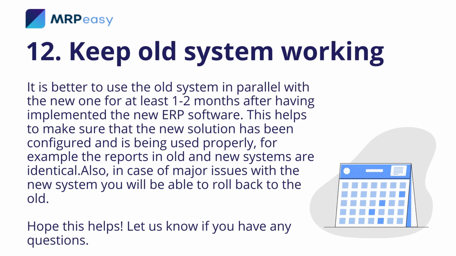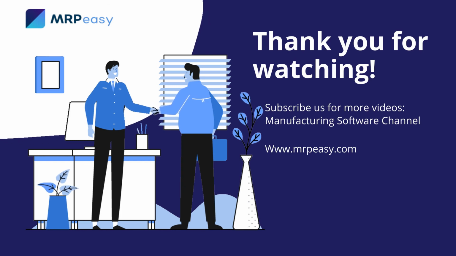12. Keep old system working. It is better to use the old system in parallel with the new one for at least 1 to 2 months after having implemented the new ERP software. This helps to make sure that the new solution has been configured and is being used properly. For example, the reports in old and new systems are identical. Also, in case of major issues with the new system, you will be able to roll back to the old.